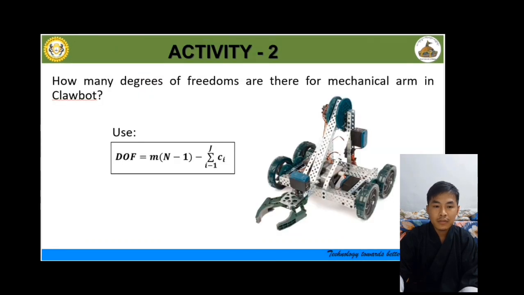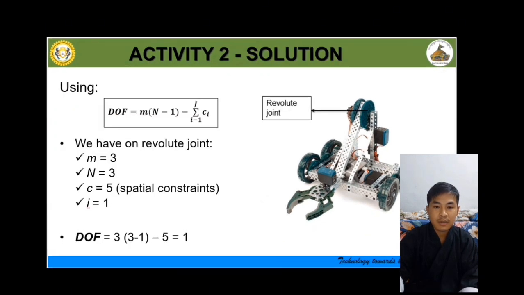Activity 2, how many degrees of freedom are there for the mechanical arm in the clawboard? For this we have a result. We have on a robot joint M equals 3, N equals 3, C equals 5, and i equals 1. As a result, we have a degree of freedom. Using the given formula, we got the result as 1.